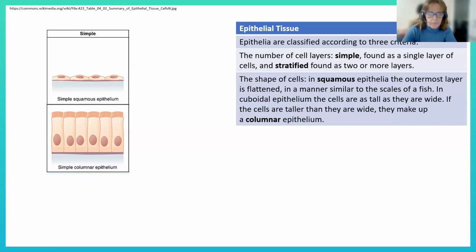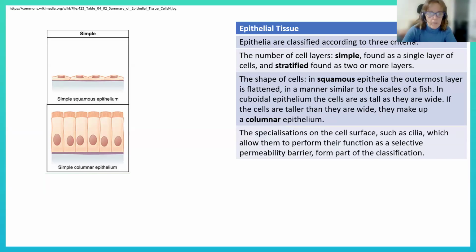We also categorize or classify it based on the shape of the cells. So here we've got squamous epithelia, and the outermost layer is flattened. It looks like tiles or scales on a fish. And we've also got columnar epithelia, that's when they're tall. And you can have cuboidal epithelia, which looks like cubes. You know, no prizes for being inventive with the names here. So the specializations on these cells on the surface, such as cilia, allow them to perform their specific function, like a barrier to infection here.